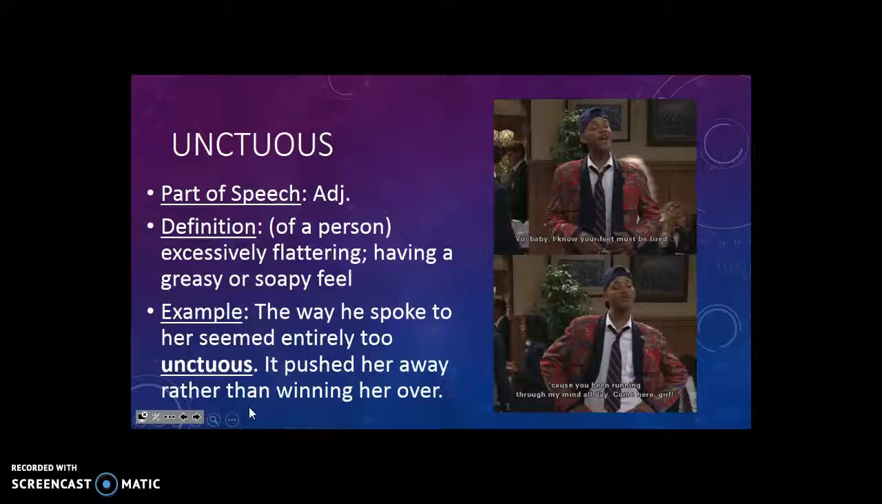Our next word is unctuous. Unctuous is an adjective. The definition, if it's being used towards a person, is excessively flattering. Otherwise, it can mean having a greasy or soapy feel. So, for example, the way he spoke to her seemed entirely too unctuous. He pushed her away rather than winning her over.